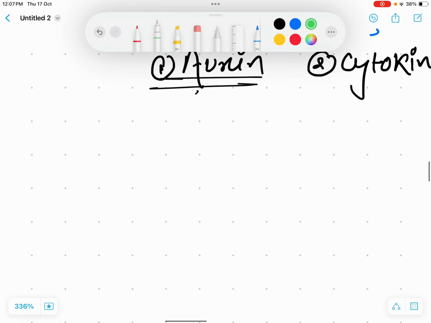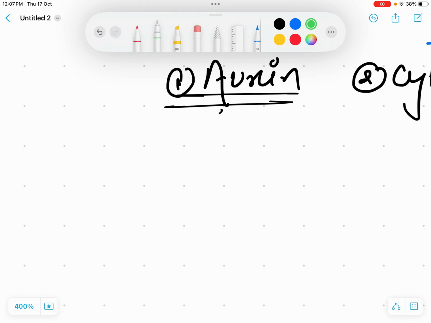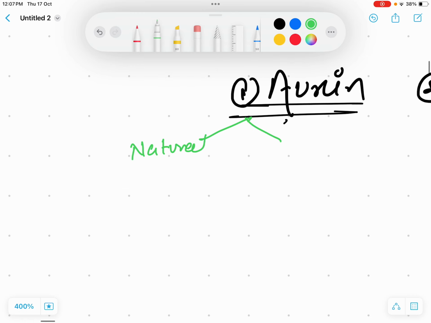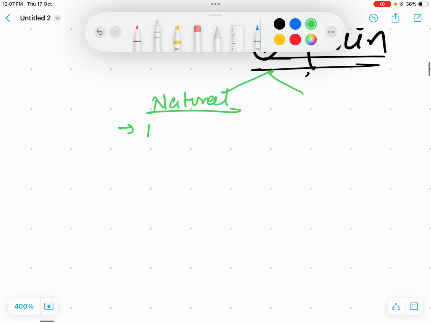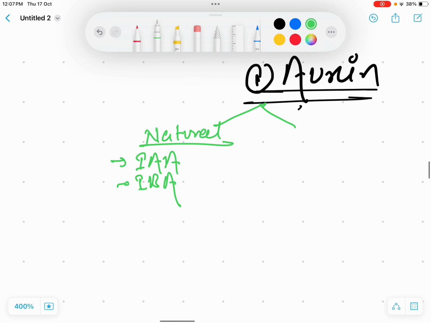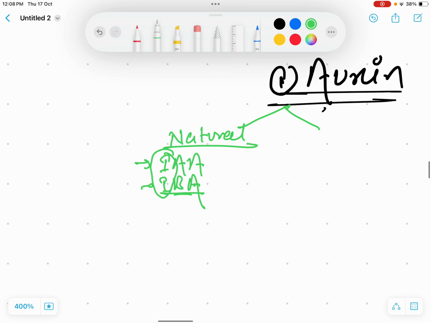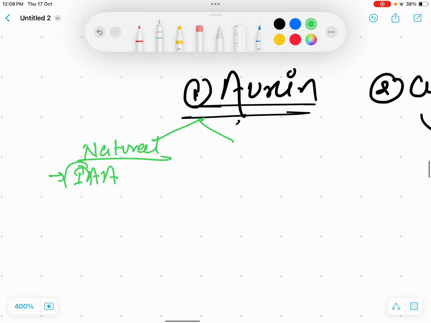Auxins are indole derivatives or tryptophan precursors. There are two types: natural auxin, which is found naturally in plants, such as IAA or IBA. Wherever you find these words, it means auxin. IAA means indole acetic acid, an indole compound. You don't need to remember IBA. Just remember IAA, indole acetic acid.